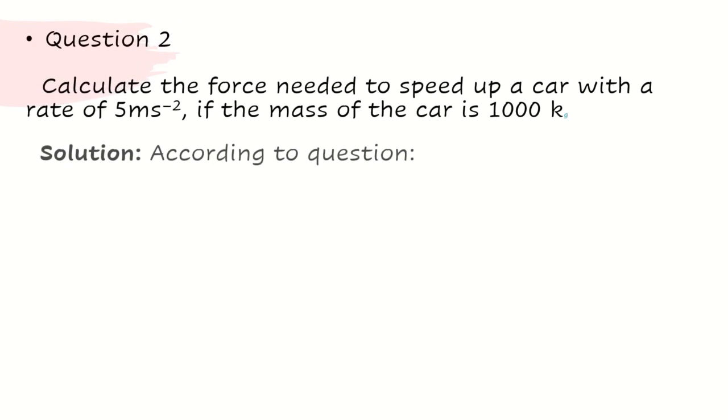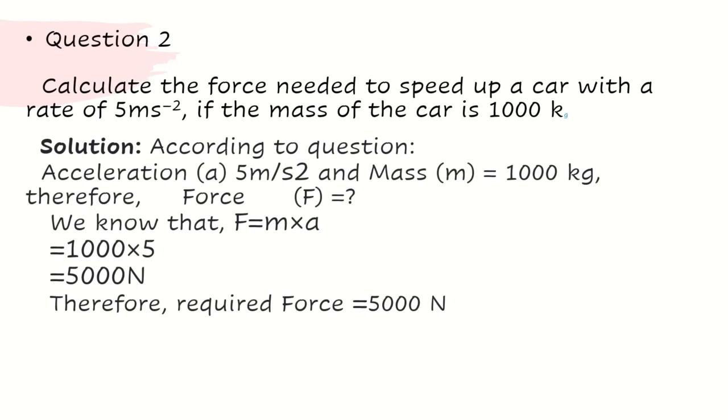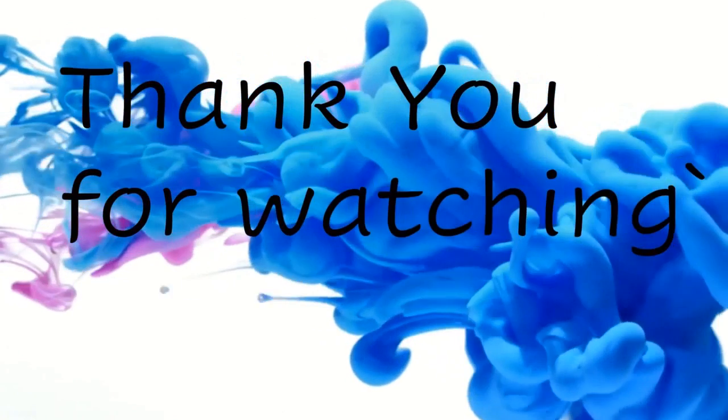Now, question number 2. Calculate the force needed to speed up a car with the rate of 5 meter per second square if the mass of the car is 1000 kg. According to the question, acceleration is 5 meter per second square and mass is 1000 kg. And we have to find out the force. We know that F is equal to mass into acceleration. So 1000 into 5 is equal to 5000 Newton. Therefore, required force is equal to 5000 Newton. That's the end.